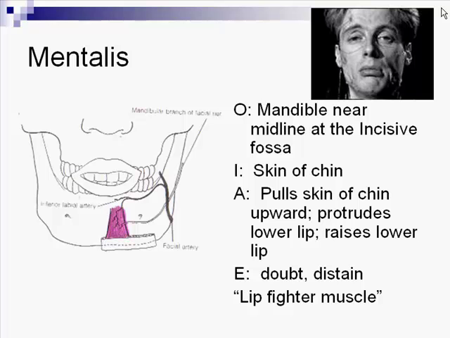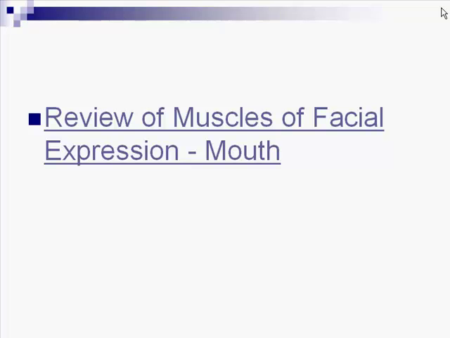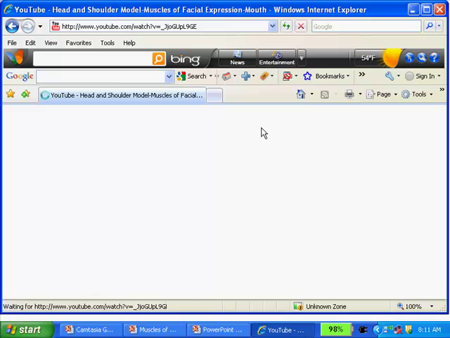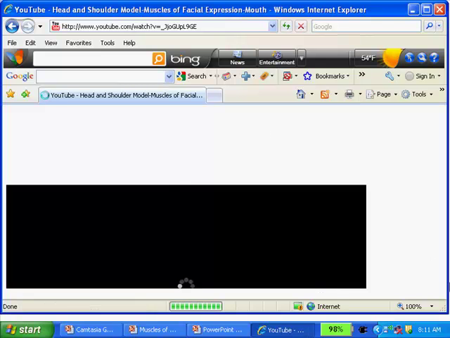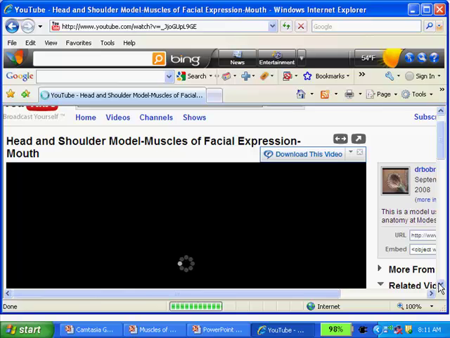Not sure who that man is, but he definitely has the look of disdain. Let's do a review of the muscles of facial expression, those muscles around the mouth. Hopefully this will clarify what we're talking about.